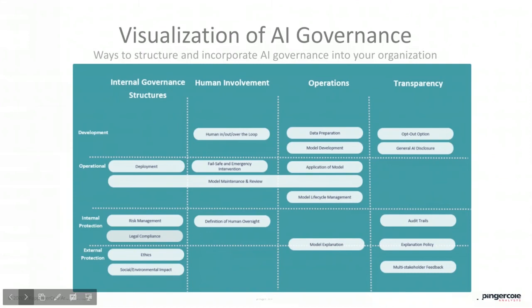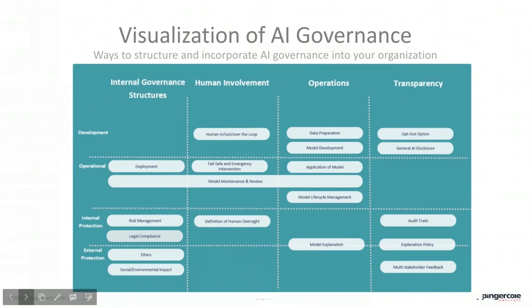Then thinking about the operations, you need to have structures in place to govern data preparation, model development, and the application of that model, and the life cycle of that model, and of course the explanation of that model.